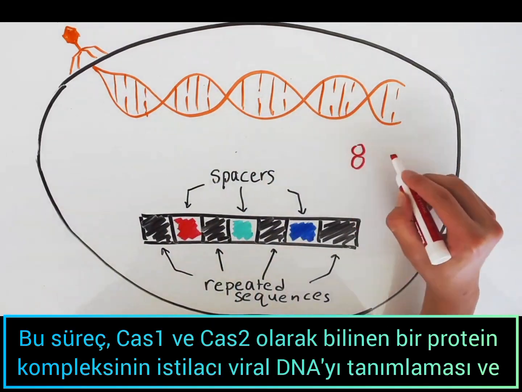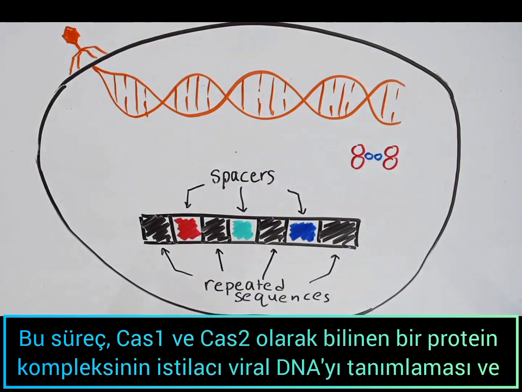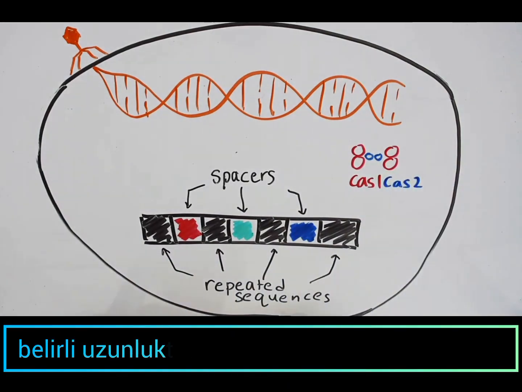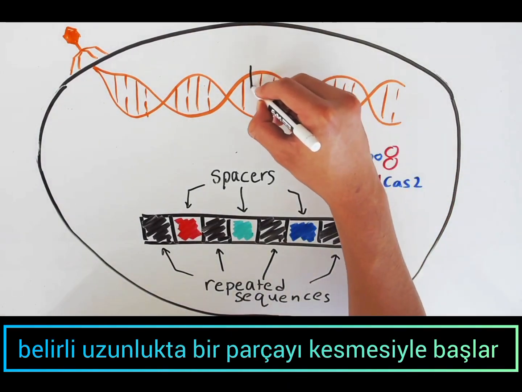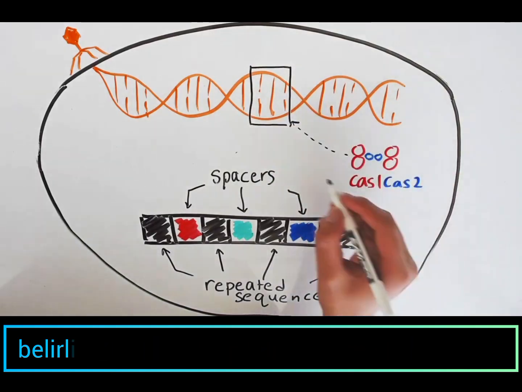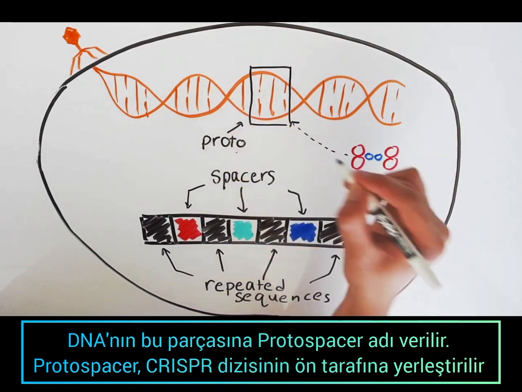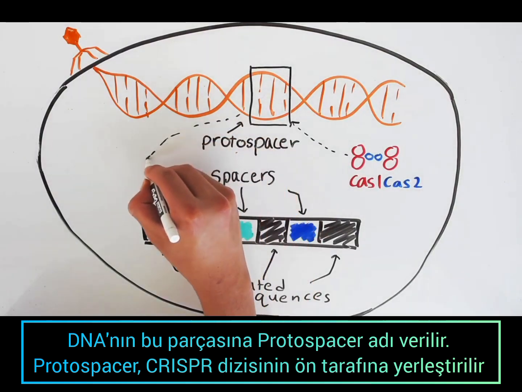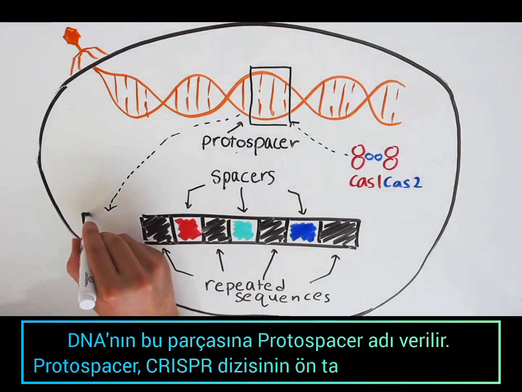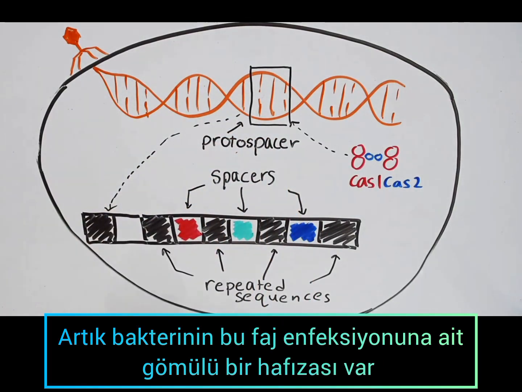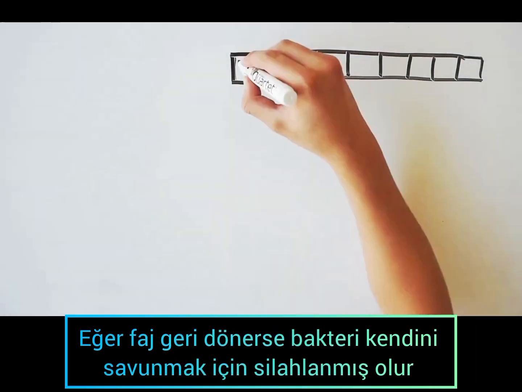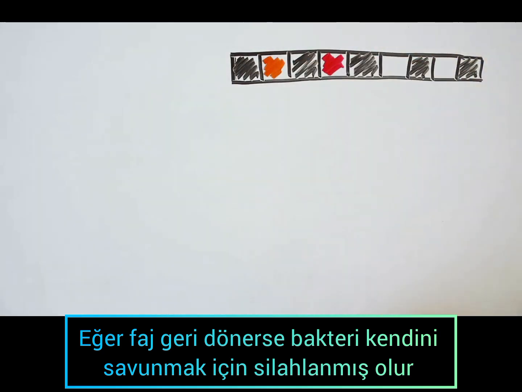This process begins when a protein complex known as Cas1 and Cas2 identifies the invading viral DNA and cuts out a segment of specific length. This segment of DNA is known as the protospacer. The protospacer is inserted into the front of the CRISPR array. Now the bacteria has an embedded memory of this phage infection. If the phage returns, the bacteria is armed to defend itself.